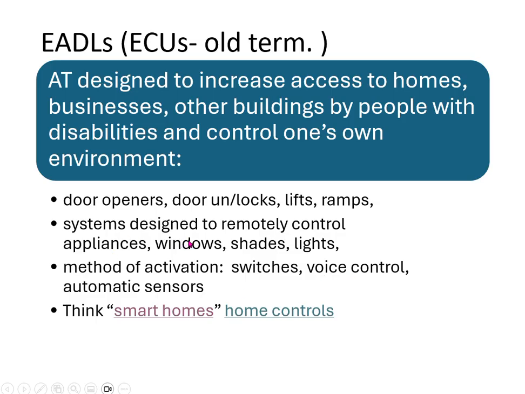So if you're talking about window shades, for example, that have to be opened and closed, then some type of motor or an actuator has to be rigged to those window shades. Otherwise, it wouldn't work. So voice control, hardware, and it can be controlled from switches, voice control, or sometimes automatic sensors. Automatic sensors like lights in the hallways, light in the bathroom, faucets, for example. You put your hand underneath, like the ones we see in airports, and it will turn the water on or off. So these are examples of EADLs.